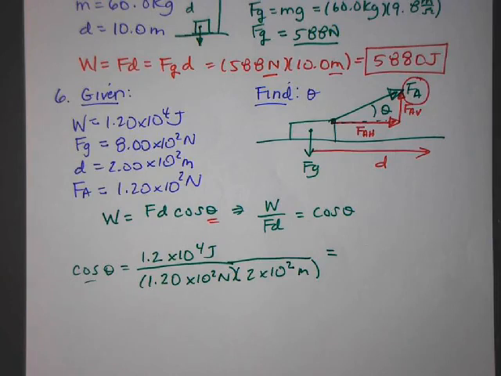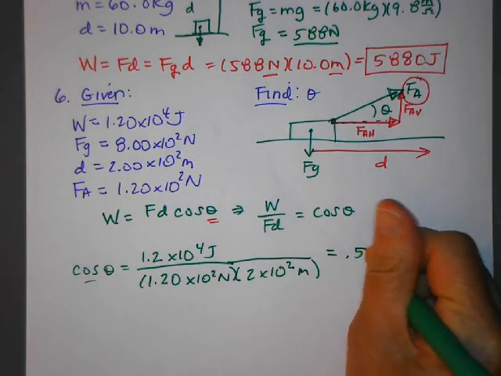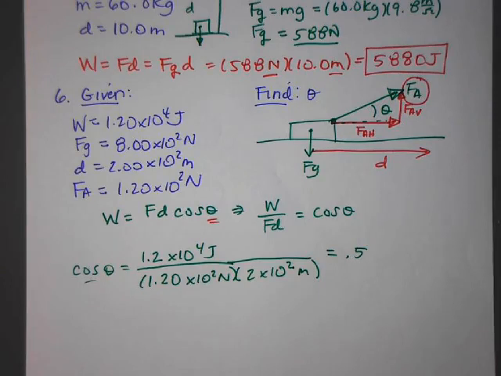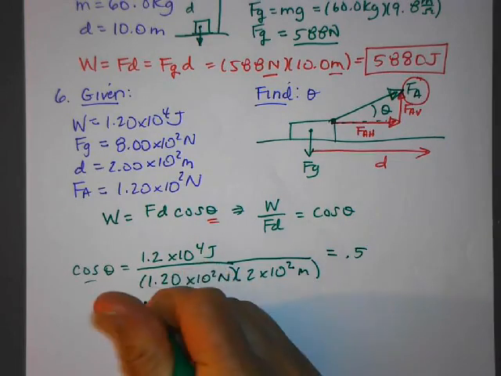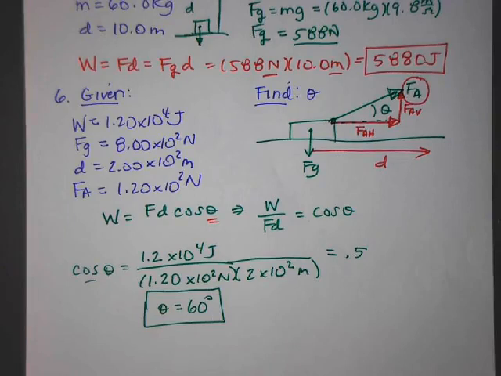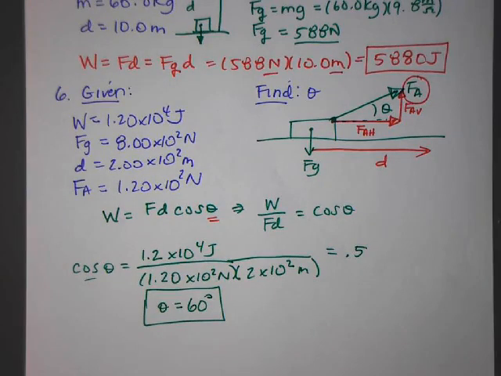So when I do that on my calculator, cosine theta comes out to be 0.5, but I don't want cosine theta, I want theta. So when I press second or inverse on my calculator, cosine to the -1, I end up with theta is equal to 60 degrees. So the point of this problem is that sometimes they give you more forces that you don't need to solve the problem because work is only done in the direction in which the object moves, and in this case, the object is moving in the horizontal direction.